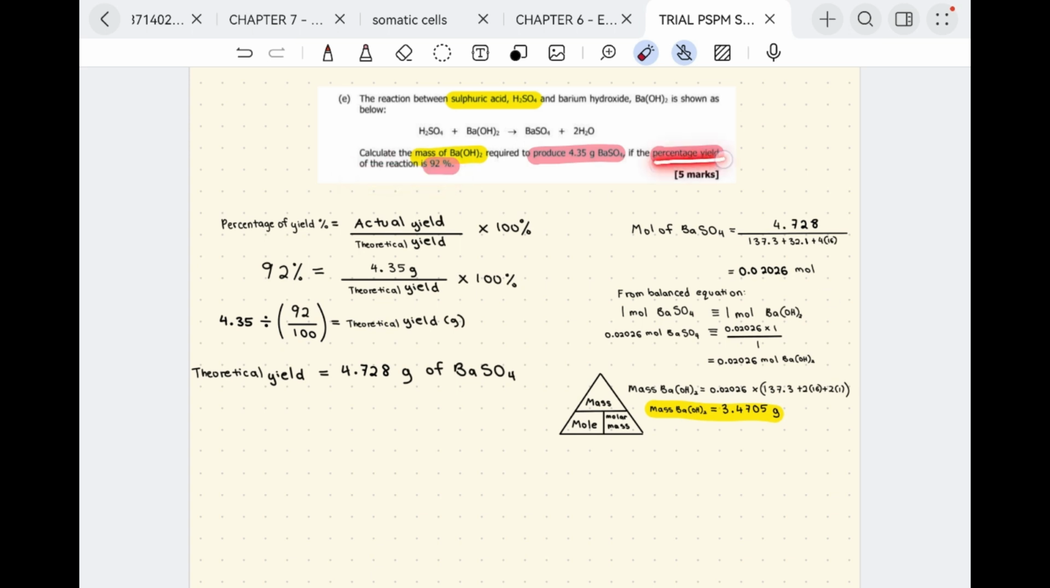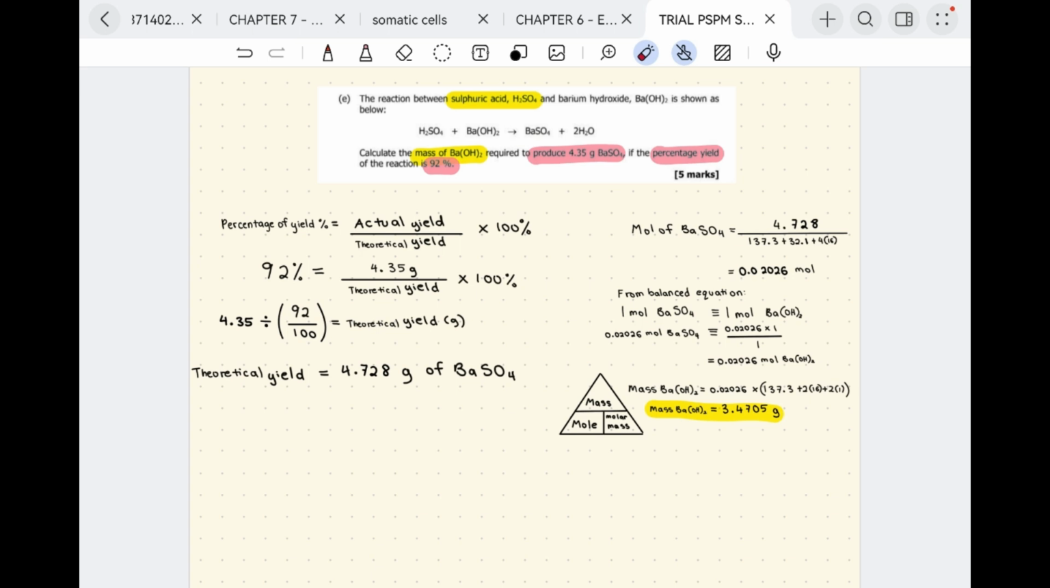So the percentage yield here is actually about the product that it produced. In this case, the product that it produced is barium sulfate. So it wants us to calculate the mass of barium hydroxide. To calculate the mass of barium hydroxide, we need to know the mole of barium hydroxide. And to know the mole, we need to do the stoichiometry method. But to do the stoichiometry method, we need to know the mole of any compound involved in this reaction.